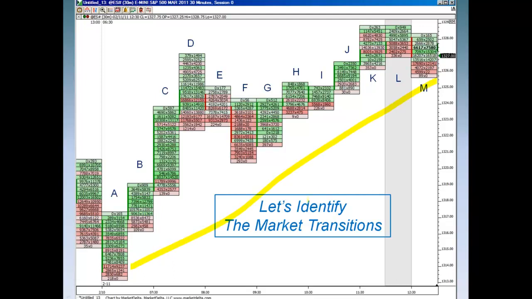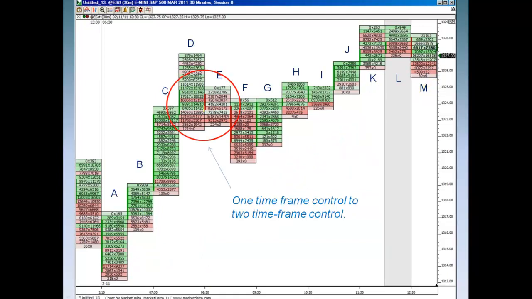Look at the up movement for the entire day. Prices were moving in an upward direction. But even though that was the case for the majority of the day, we did experience and we did encounter a number of transitions. Let's begin to identify some of these transitions. The first one began to take place right here. So we had period A, period B, and period C, basically all directional.